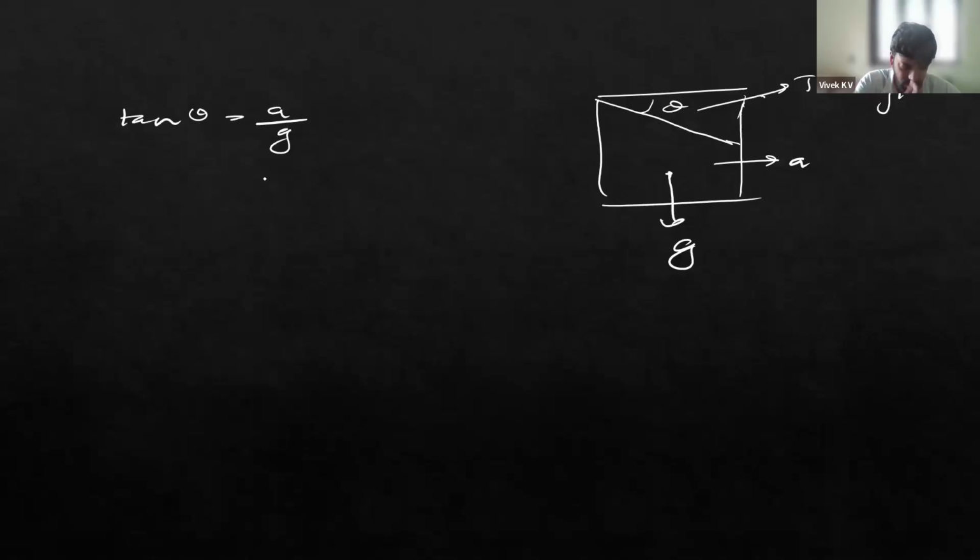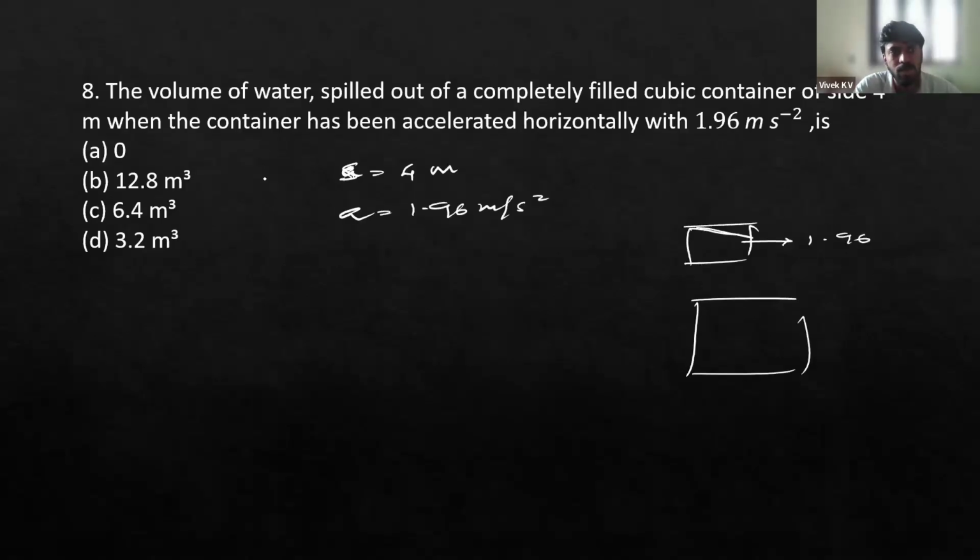from this we know that, let us say this is the acceleration and the weight of the water is g. So tan theta will be equal to acceleration in the x direction by g, a by g. That is the tilt angle, where theta is known as the tilt angle. From this, we are asked to calculate the volume of water spilled out of a completely filled cubic container. So volume is what we have to calculate.